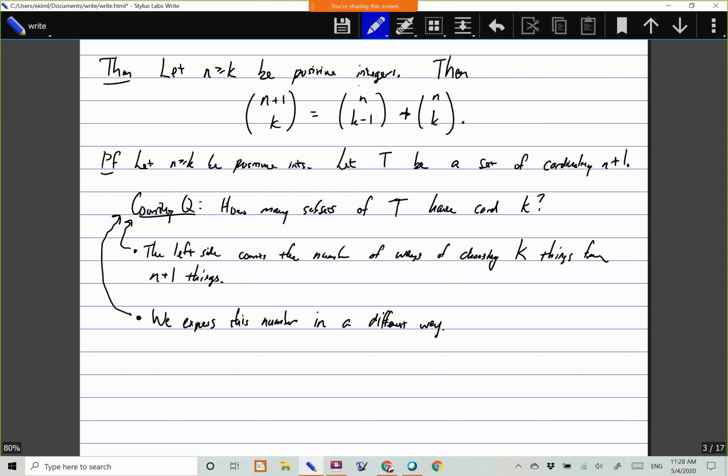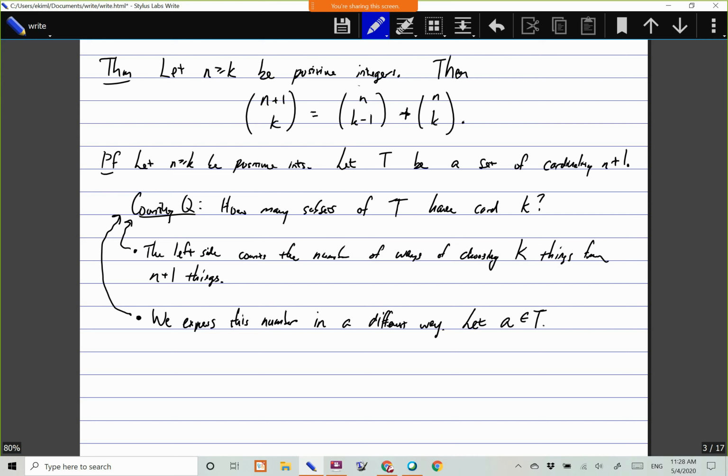Now here's the thing. T has cardinality n plus 1, and take a look at the right side. Both binomial coefficients have an n in the upper part, so we've got to get from a set whose cardinality is n plus 1 to a set of size n somehow. So the thought I have is, let's just pick an element of capital T. And I really mean exactly what this sentence says: let a in T be arbitrary.